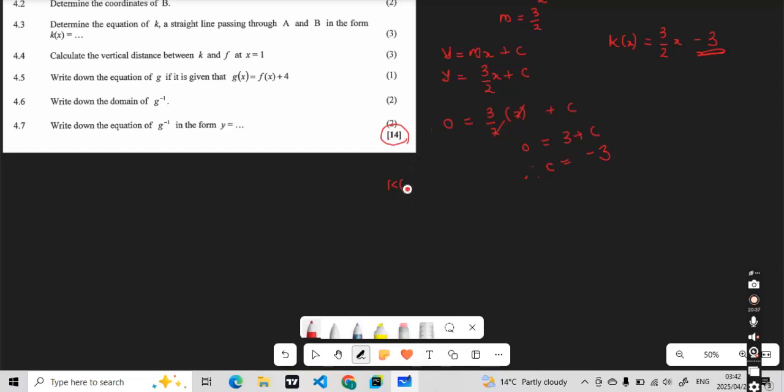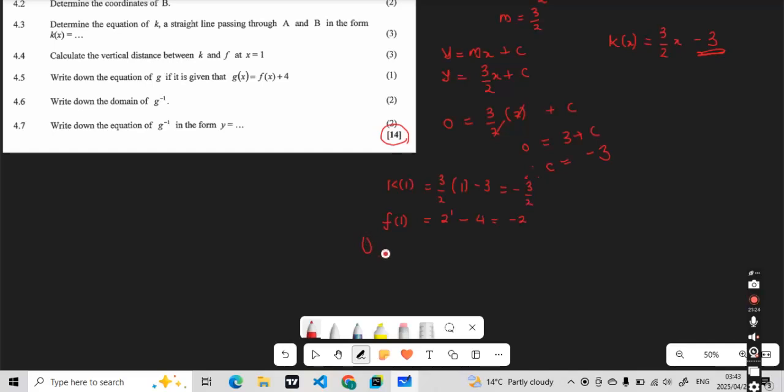So this is what we have. K of 1 to be equal to 3 over 2 into 1 minus 3. And the answer is minus 3 over 2. Therefore, find f of 1 to be equal to e to the minus 4. And what is the answer? The answer is minus 2.